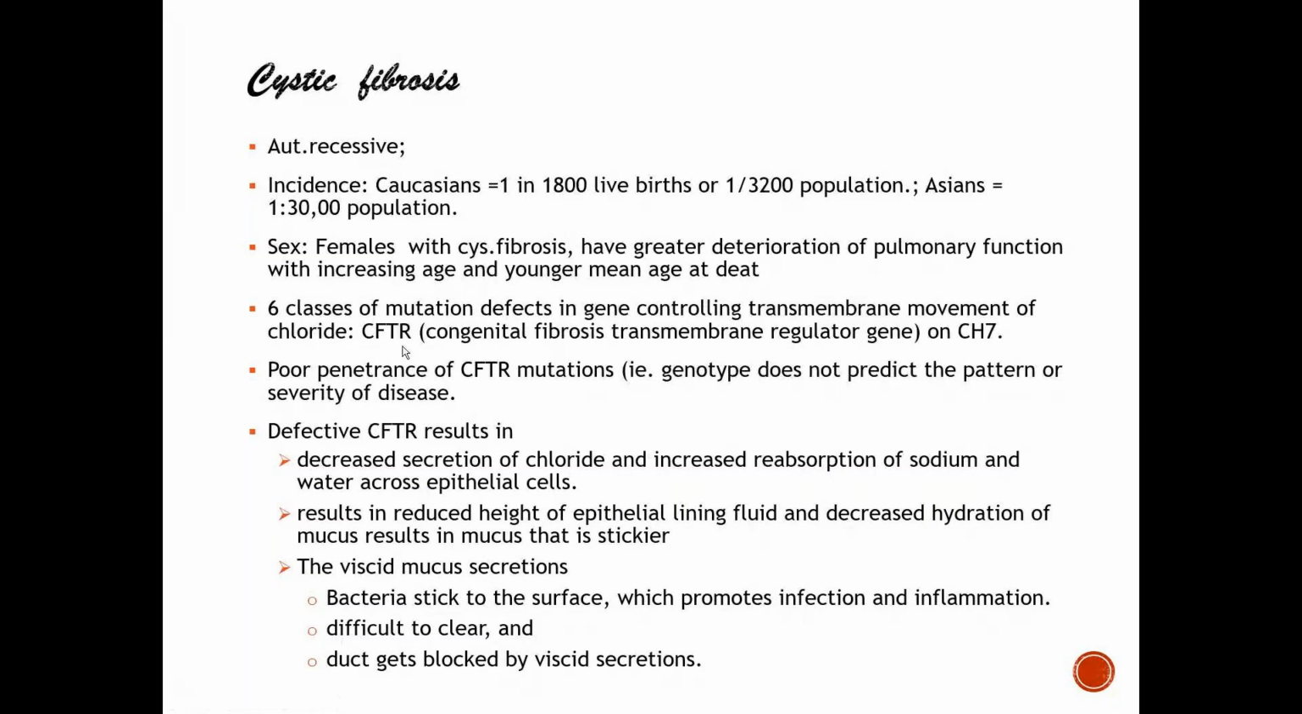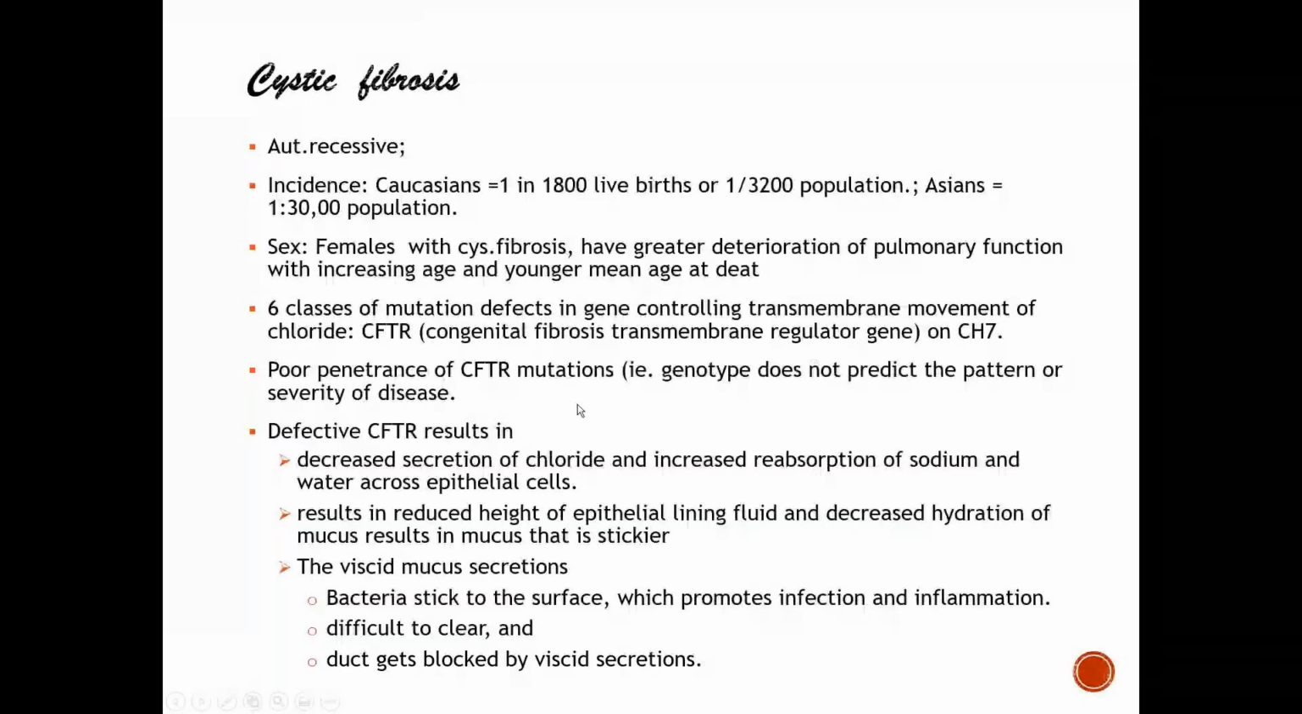There are more than 1,000 mutations of this gene in cystic fibrosis. They have been grouped into classes. So you've got six classes of mutation defects in this gene, which is controlling what? The transmembrane movement of the chloride ion, known as the cystic fibrosis transmembrane regulator gene, CFTR.